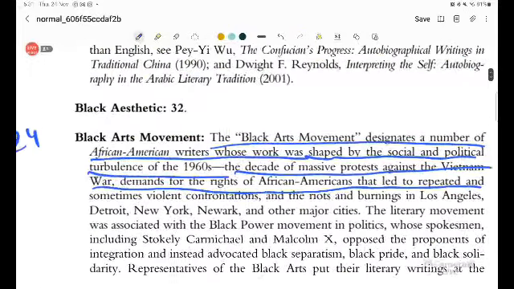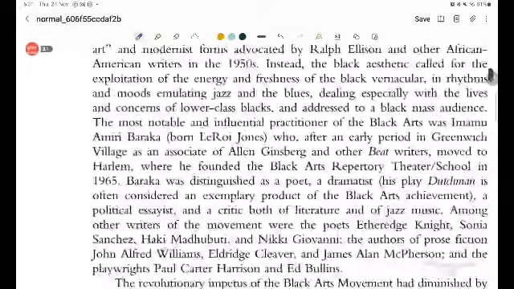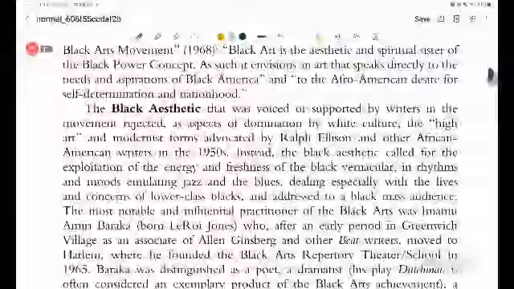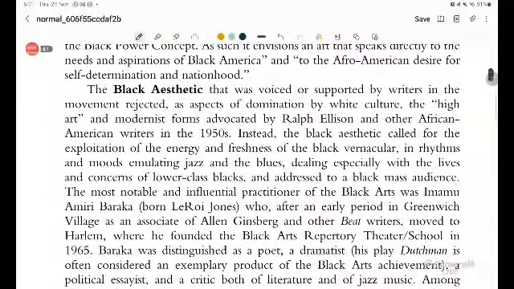Okay, यहाँ पे आते हैं the black aesthetic that was voiced or supported by writers in the movement rejected as aspects of domination by white culture the high art and modernist forms advocated by Ralph Ellison and other African American writers in the 1950s.